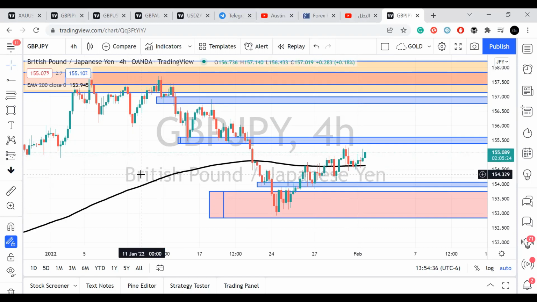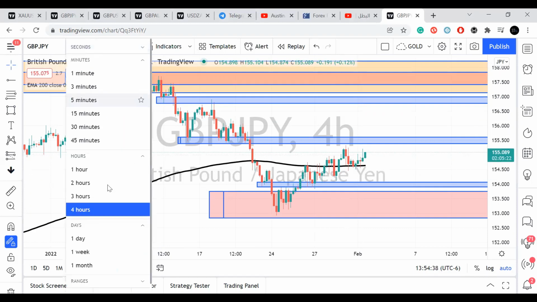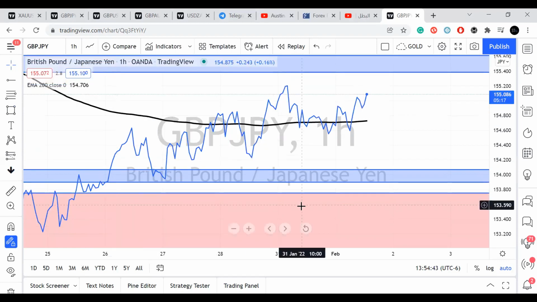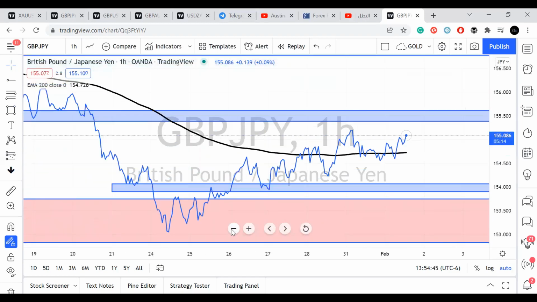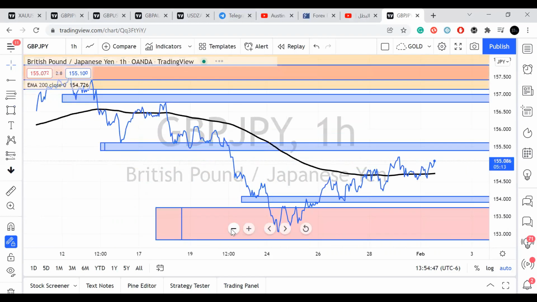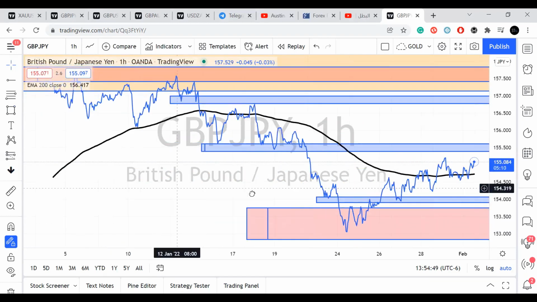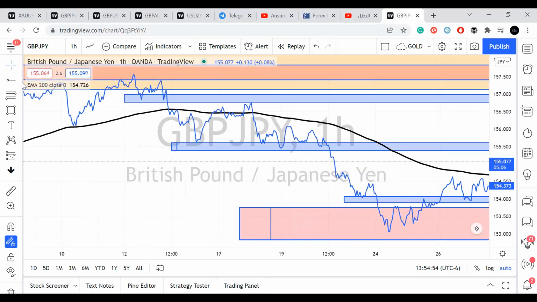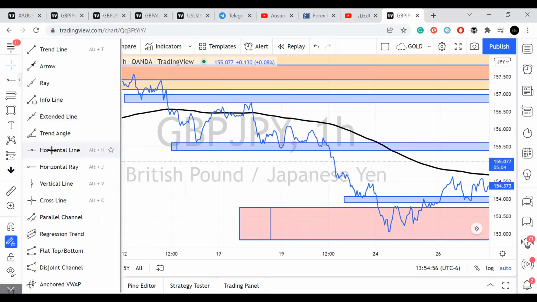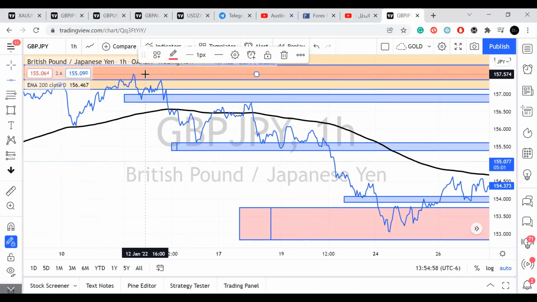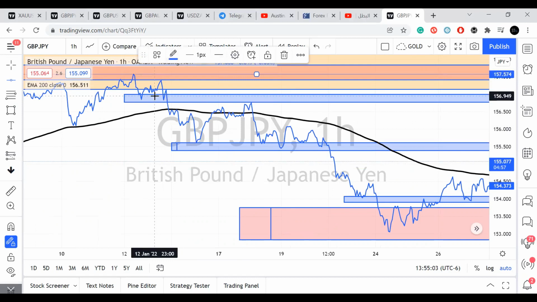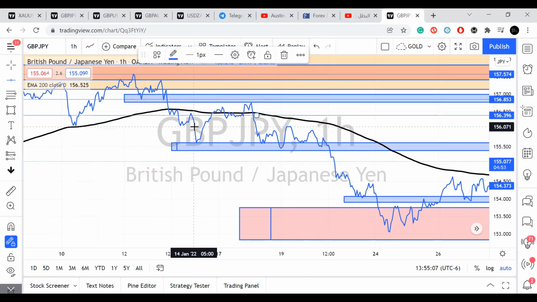Now I'll go down to H1 to mark out all the take profit areas. So on this H1, all our take profits for buys from here, change this to blue.